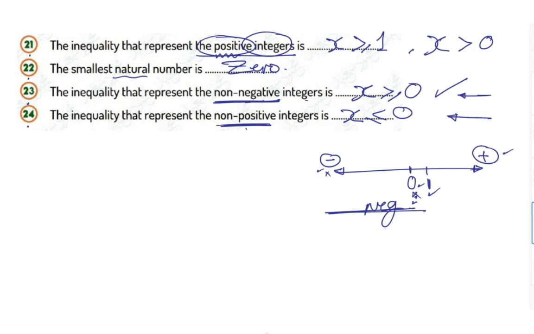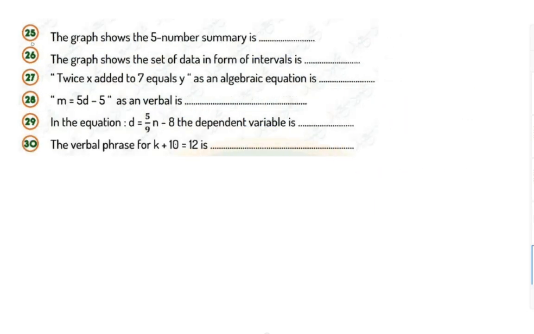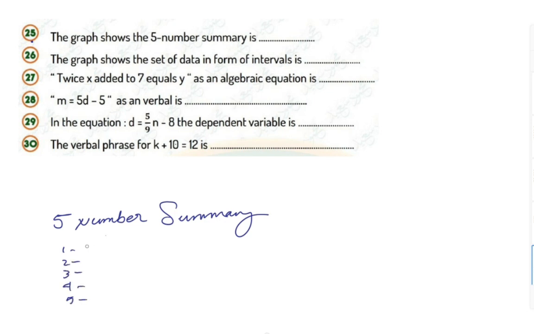So let's continue the complete question. Point 25: the graph shows the five number summary. What is the five number summary? Yes, 1, 2, 3, 4, 5. We know them. I have the minimum and the maximum, and we have the median or Q2, and we have Q1 and Q3.